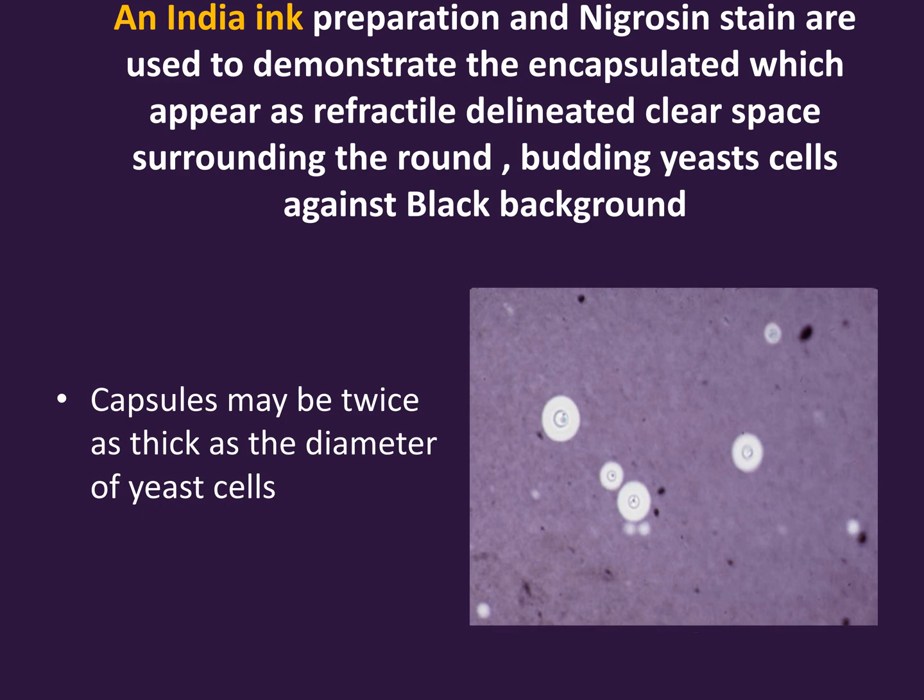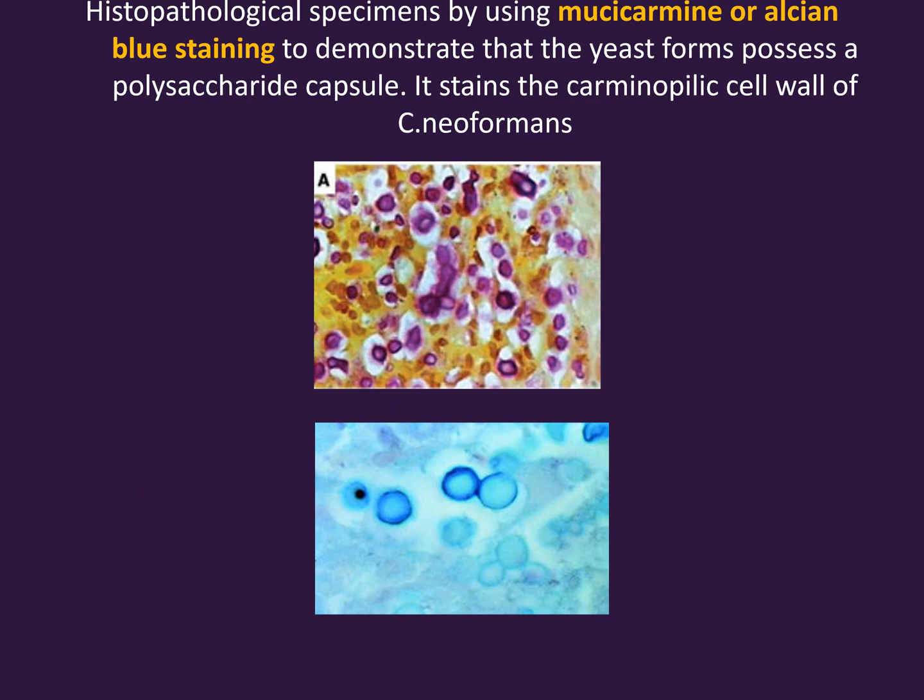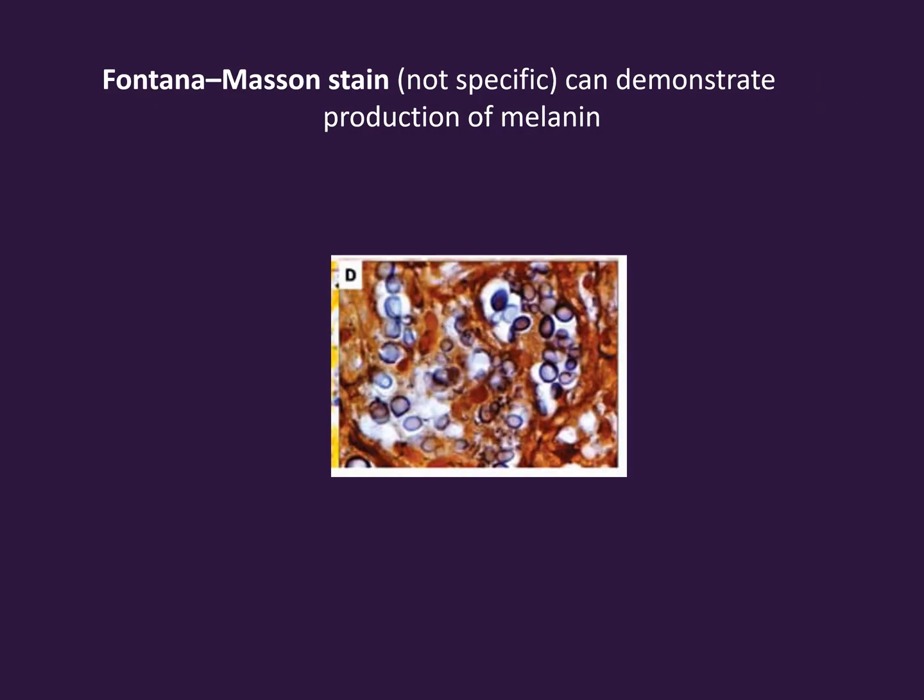So here we can see an India ink preparation, in which encapsulated budding yeast can be seen. In the previous slide, we have seen the typical starry night appearance in an India ink preparation. And in this slide, we can see the histopathological specimens, where the stains used are mucicarmine and Alcian blue staining to demonstrate that the yeast form possesses a polysaccharide capsule. The Fontana Masson stain is not specific, but it can demonstrate the production of melanin.